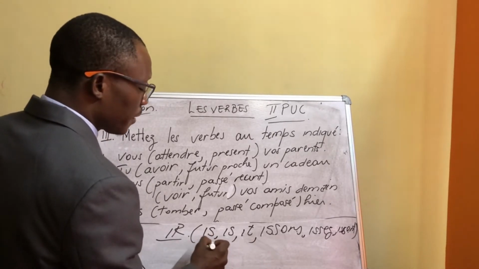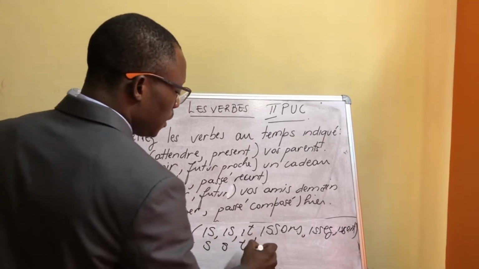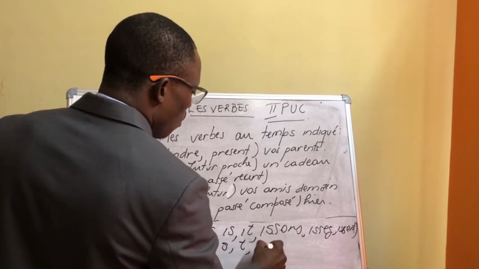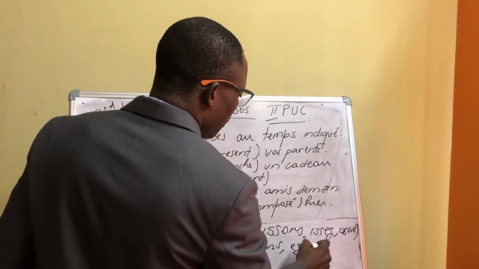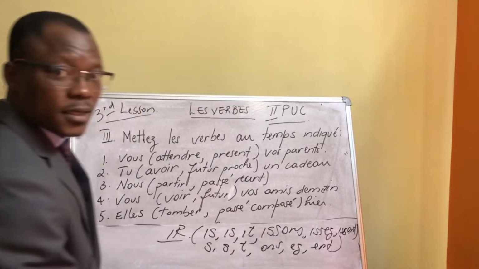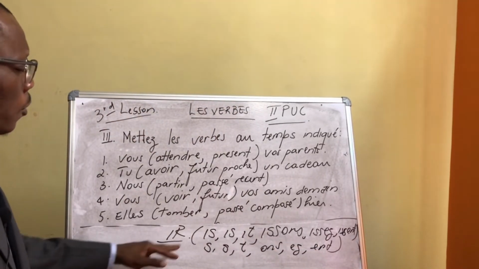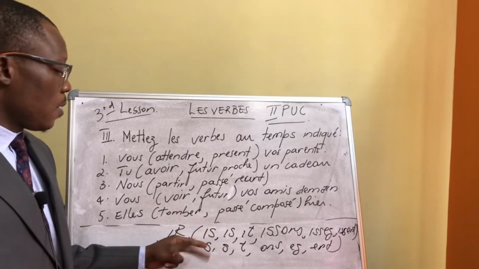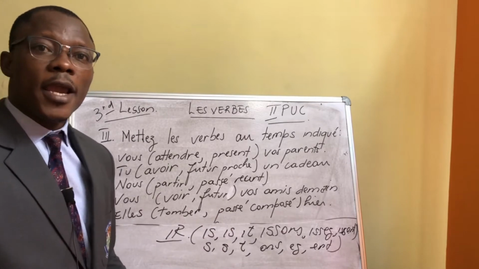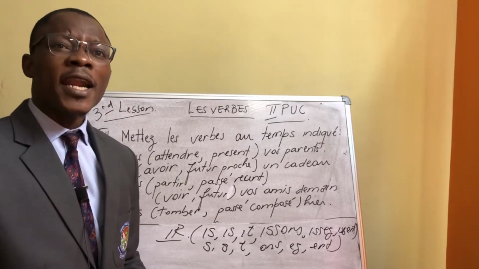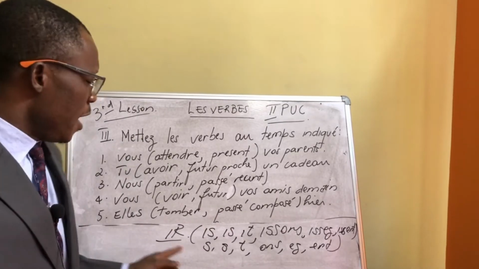You may get sometimes S, S, T, ONS, EZ, then ENT. Now, I want you guys to give me a verb ending with IR which will be conjugated like this. Any example? Any example of this one?